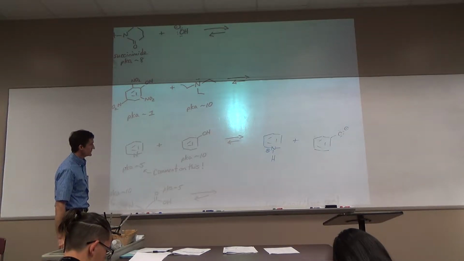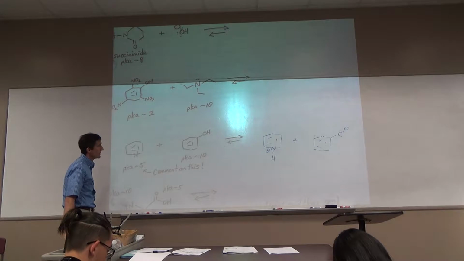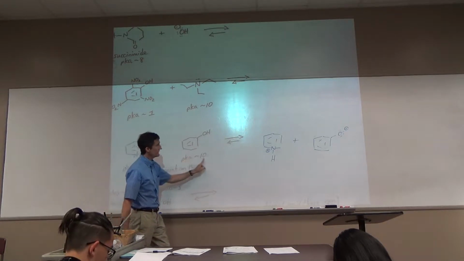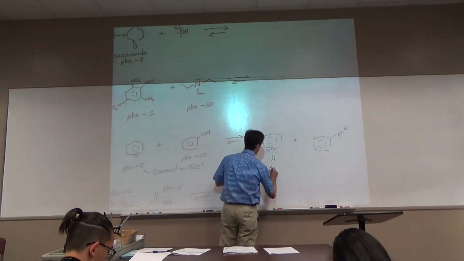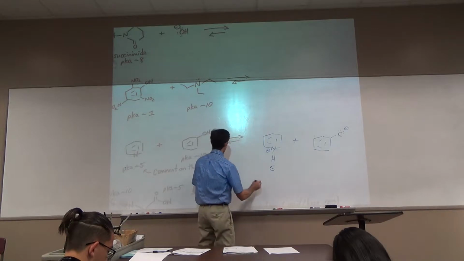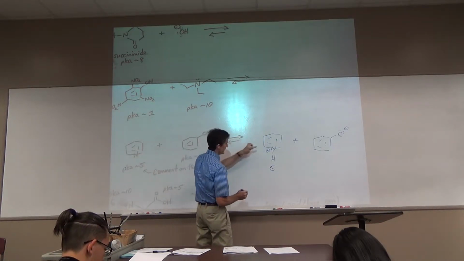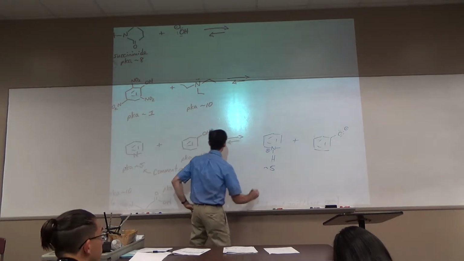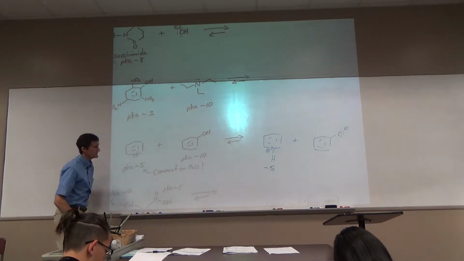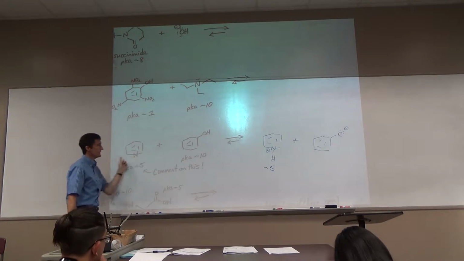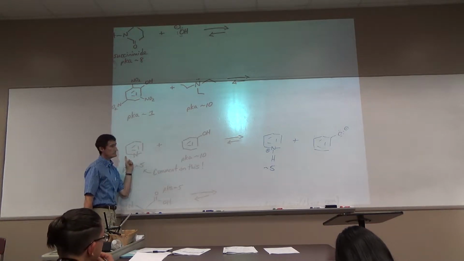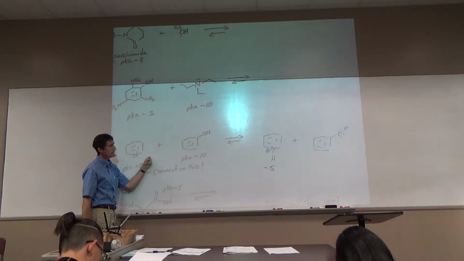Which side is favored? Acid over here has a pKa of 10. The acid over here has a pKa of what? 5. So that's referring to the pKa of the conjugate acid. Which side's favored? Left or right? Left. Correct. Left side is favored.